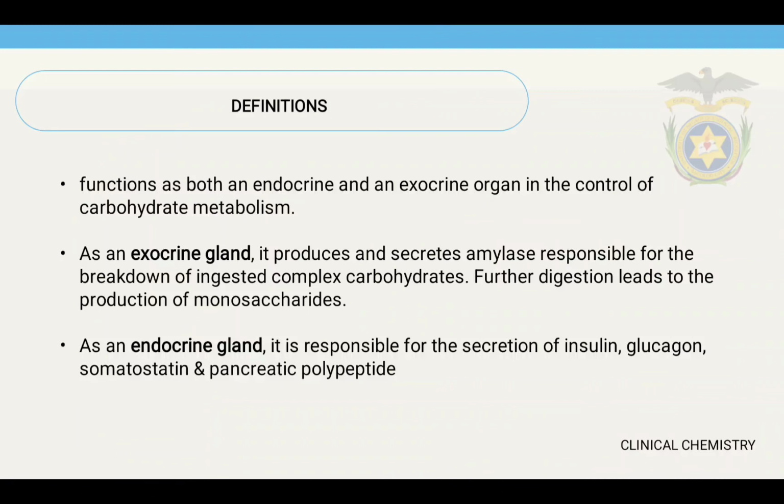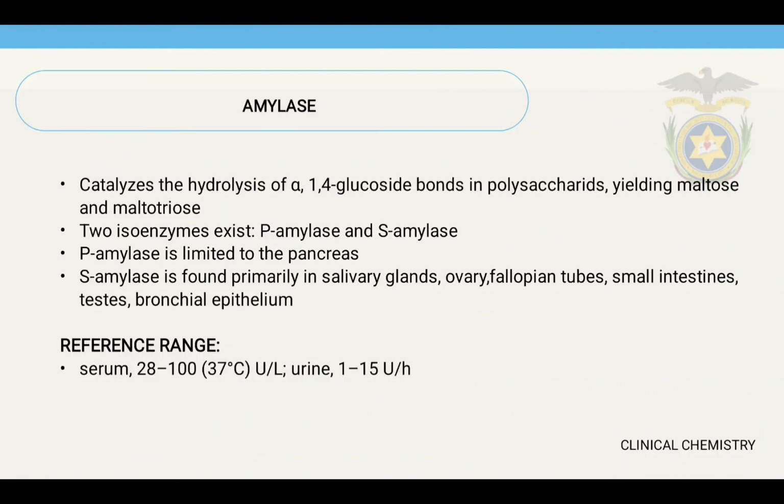For its exocrine function, it produces and secretes amylase, responsible for the breakdown of ingested complex carbohydrates. Further digestion leads to the production of monosaccharides. As an endocrine gland, it is responsible for the secretion of insulin, glucagon, somatostatin, and pancreatic polypeptide. We're mainly going to be focusing on the exocrine aspect of the pancreas. First up is amylase.